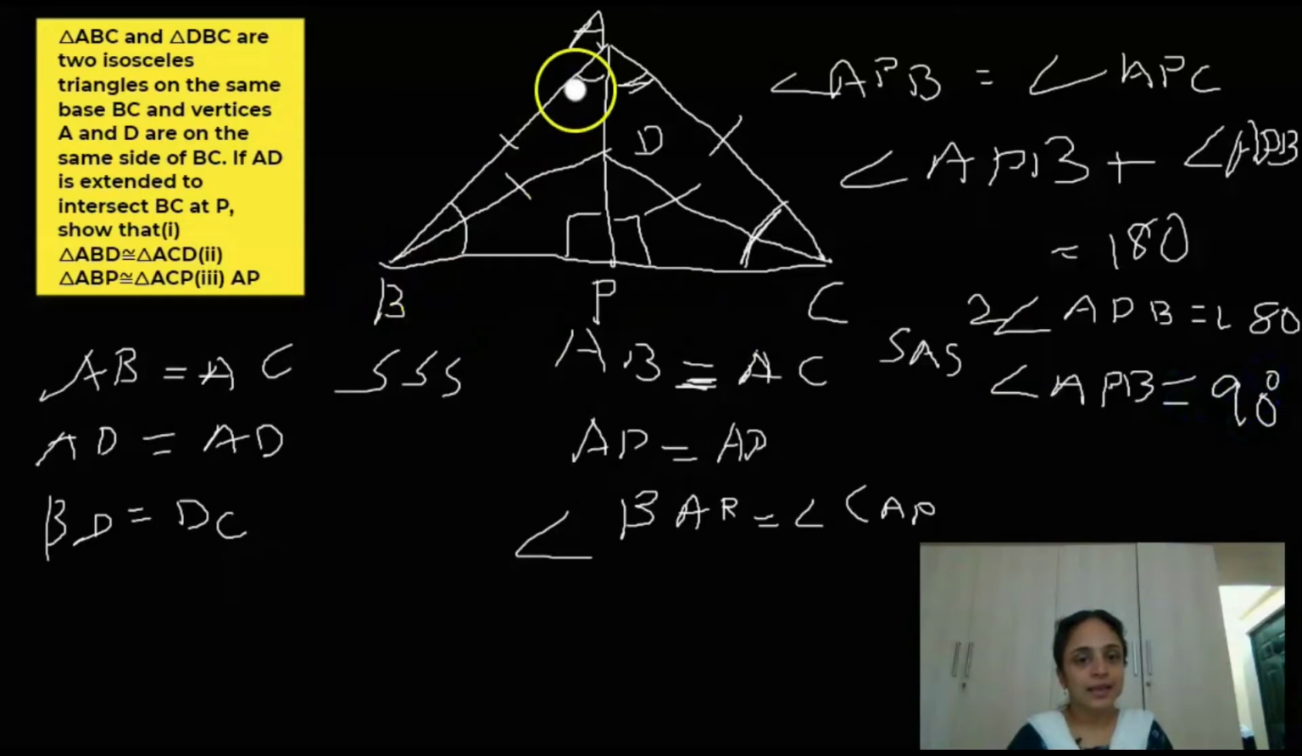So angle APB is equal to 90 and angle APC is also equal to 90. We have already got that AP is the bisector, and now we have proved that it is the perpendicular bisector. So AP is the perpendicular bisector of BC.